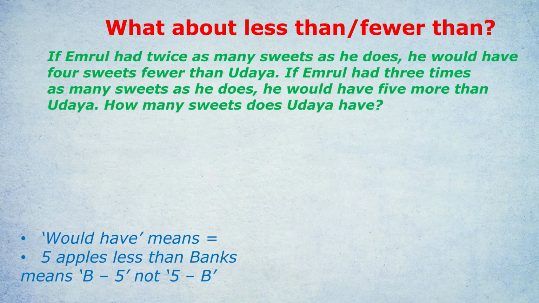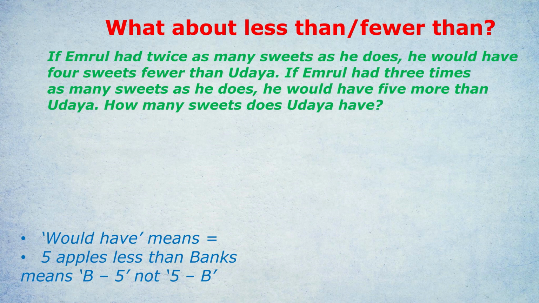I've also written above that would have means equals. We've seen in the last question that is means equals, along with have, has, was. There are many things that translate to equals, and will be. We also saw that meant equals. Let's see if we can apply that to this relatively more difficult question.